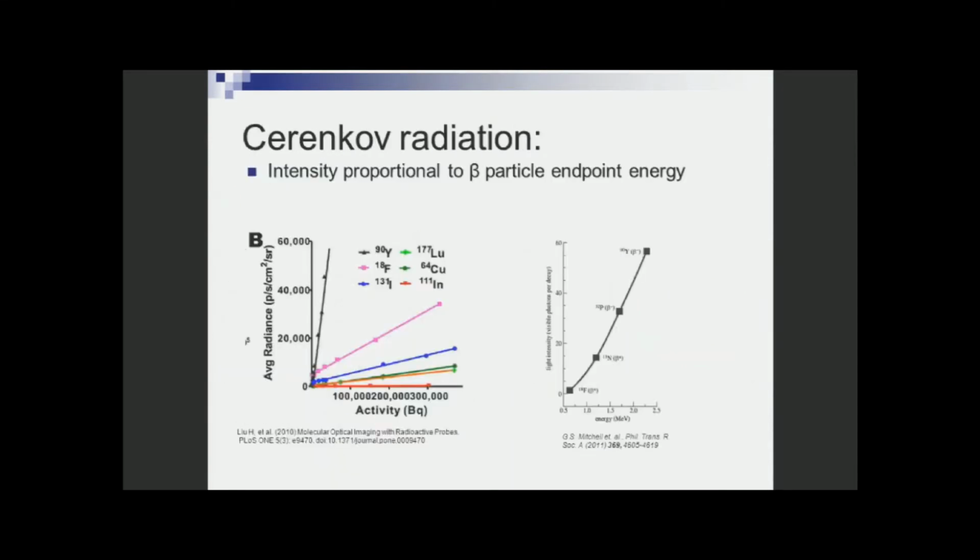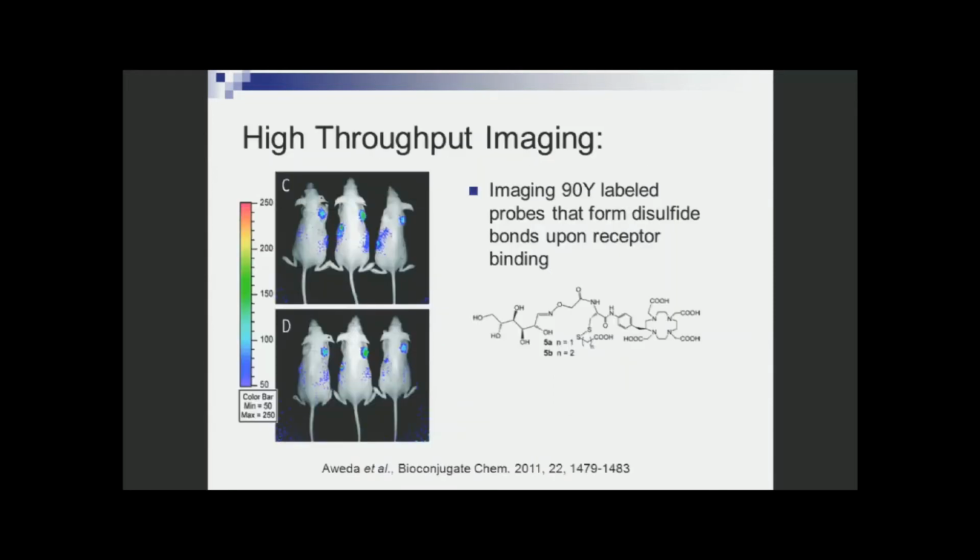The intensity is proportional to the beta particle endpoint energy, and we've seen this slide in Dr. Cheng's talk. And again, F18 is one of the better nuclei for Cherenkov imaging, but by far, yttrium-90 has the highest endpoint energy and gives the highest signal to noise.